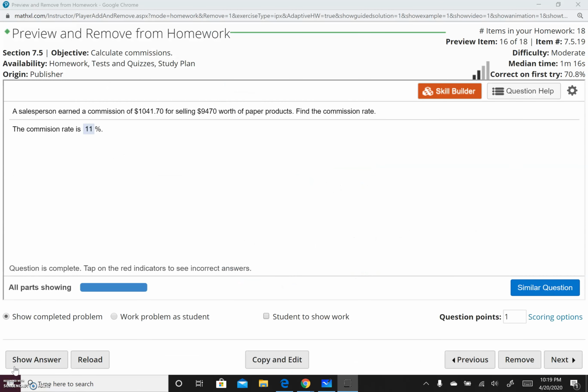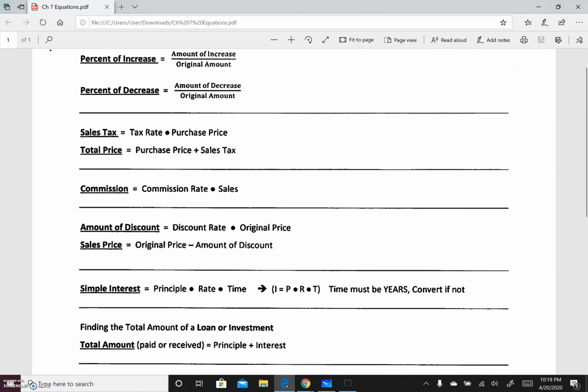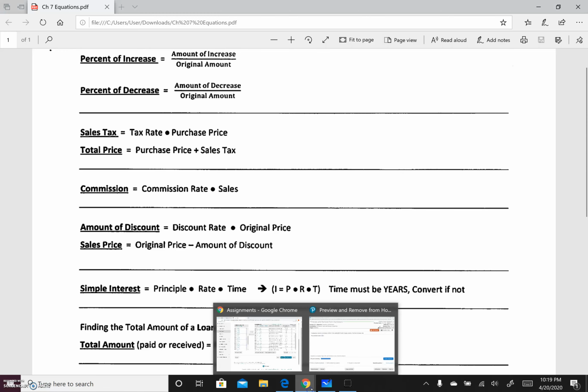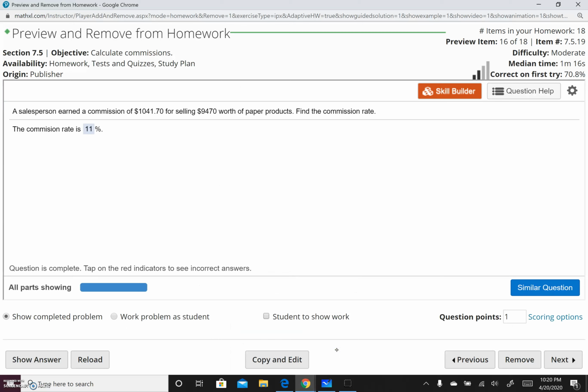So our next problem is based on commissions. Go to your equation sheet. You can see here commissions equals the commission rate times the sales. Now when we go back to our problem, we're going to read and find out what values they gave us. So it looks like here they gave us the commissions, and they also gave us the sales, because it reads a salesperson earned a commission of $1,041.70 for selling 9,470 worth of paper products. Selling means that was the sales.